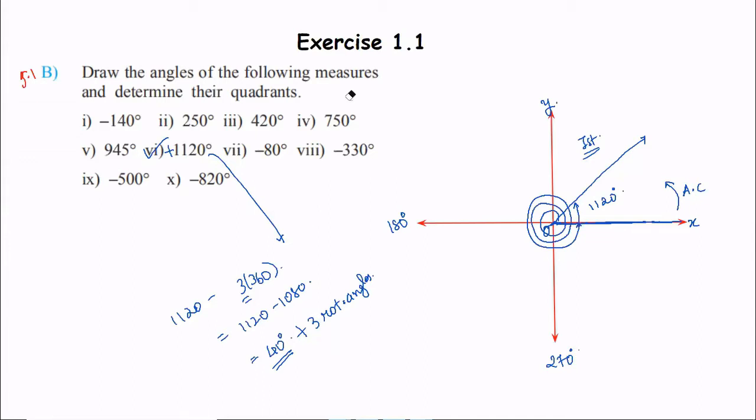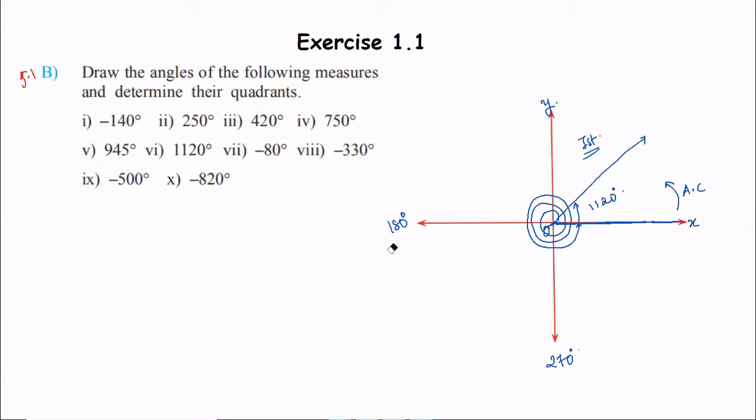Moving to the seventh question, minus 80 degrees. Now minus 80 degrees is quite simple. You need to go clockwise in this case because the angle is negative, and the angle will lie in the fourth quadrant.